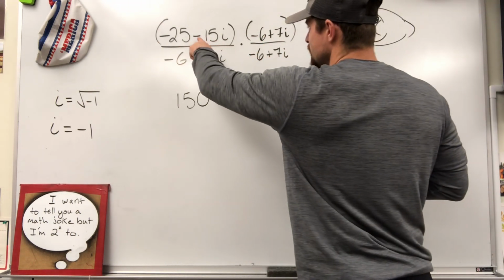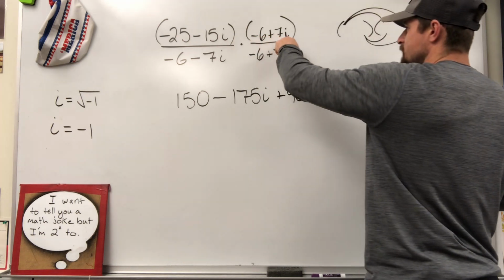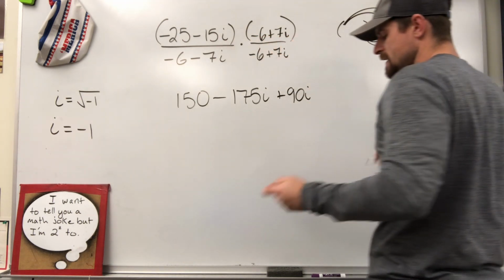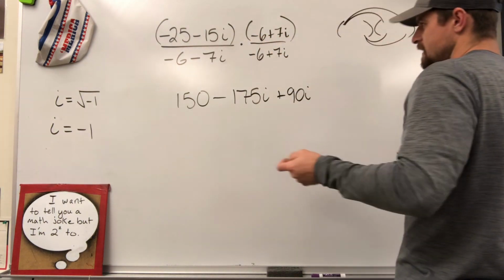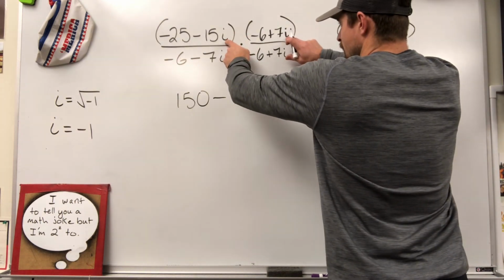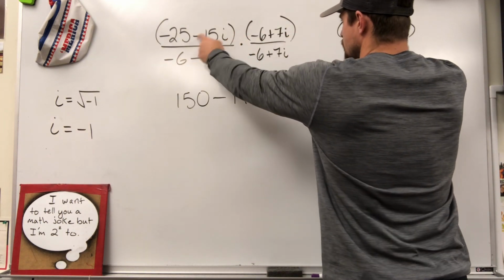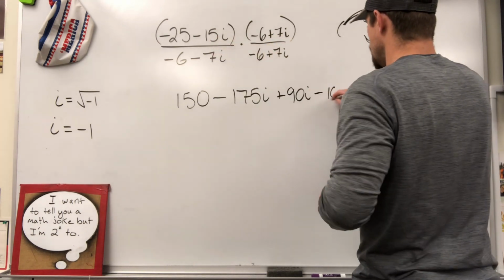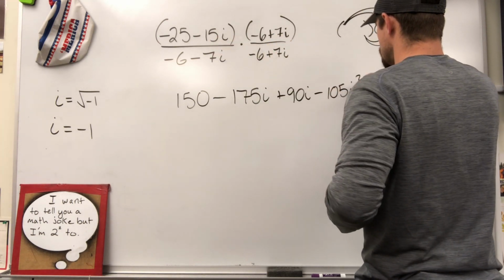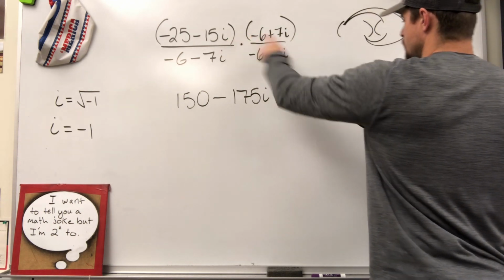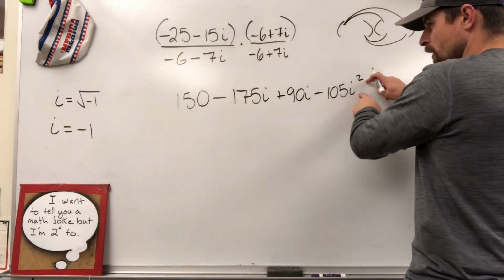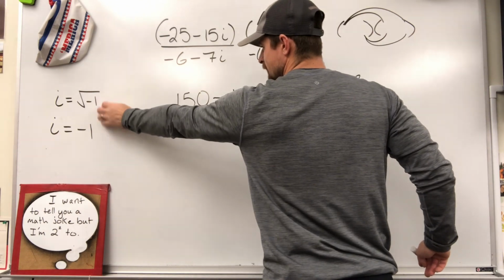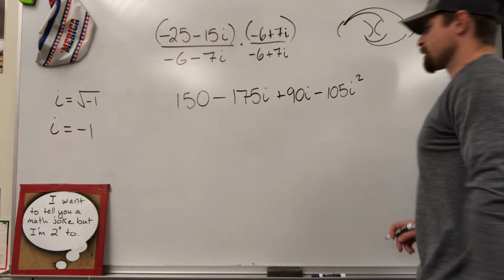Now we get to this last one, negative 15i times positive 7i. They both have an i, so now we're going to be squared. Negative times a positive is a negative. 15 times 7 is 105. i squared. i times i would make i squared. This is important because this is where this comes into play.